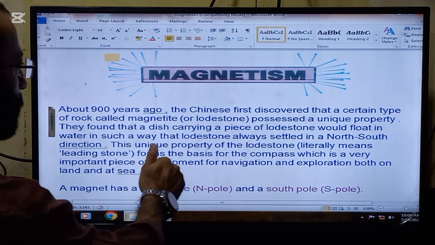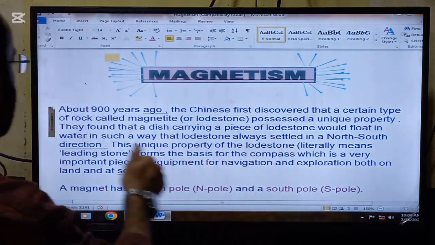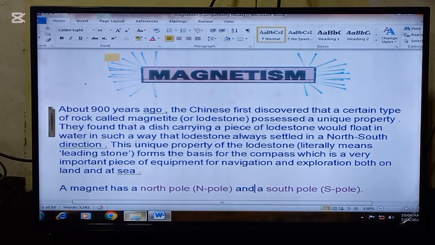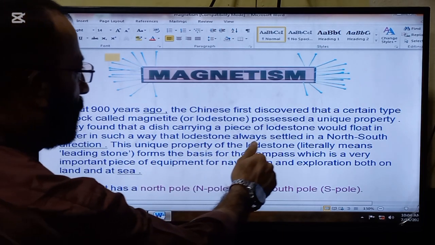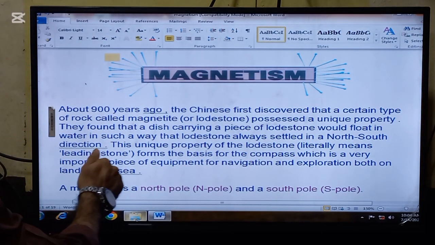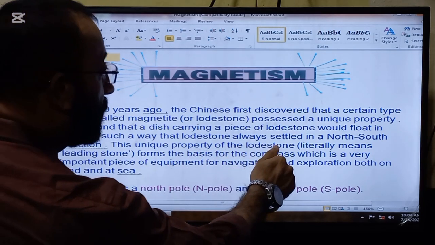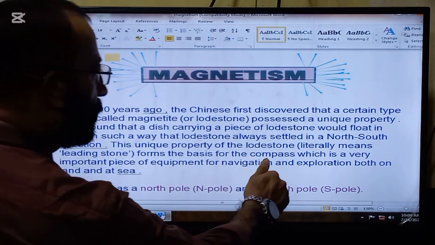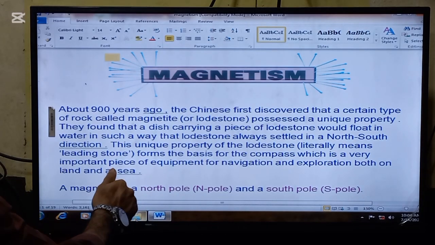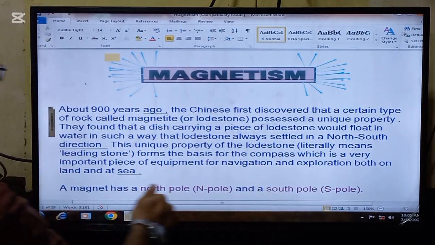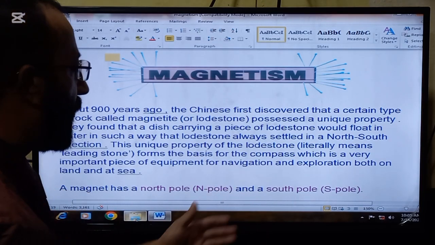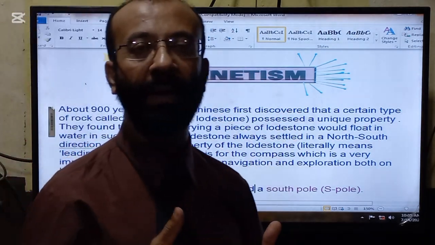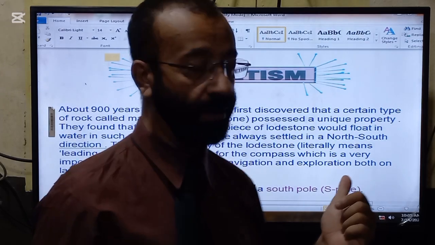About 900 years ago, the Chinese first discovered that a certain type of rock called magnetite or lodestone possessed a unique property. They found that a dish carrying a piece of lodestone would float in water in such a way that the lodestone always settled in a north-south direction. This property of the lodestone, which literally means leading stone, forms the basis for the compass, a very important piece of equipment for navigation and exploration both on land and sea. So that was the beginning, the lead for inventing a navigation device.